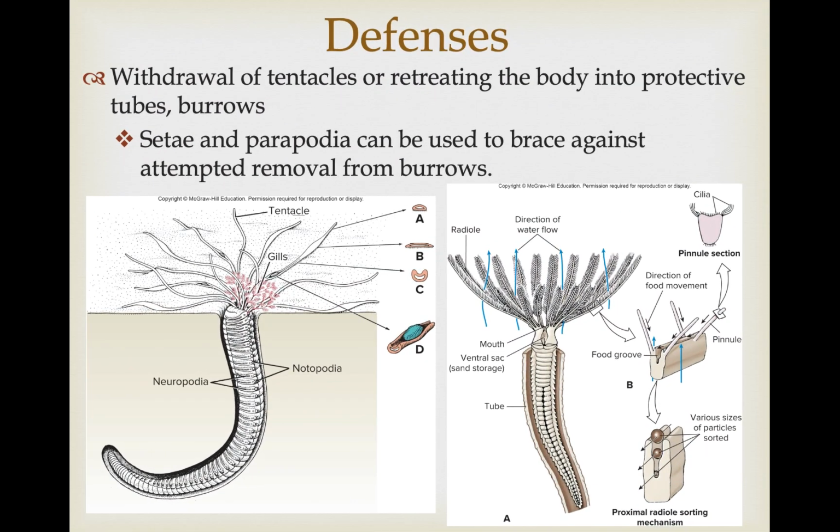The burrowing forms can withdraw their tentacles into their tubes for protection if they're threatened. And sometimes if an animal tries to pull them out of their burrow, they can use their longitudinal muscles to crunch down, expand the size of their body so that they can wedge themselves into these tubes. And with the help of the setae, it makes it very difficult for an organism to pull them out of their burrows.